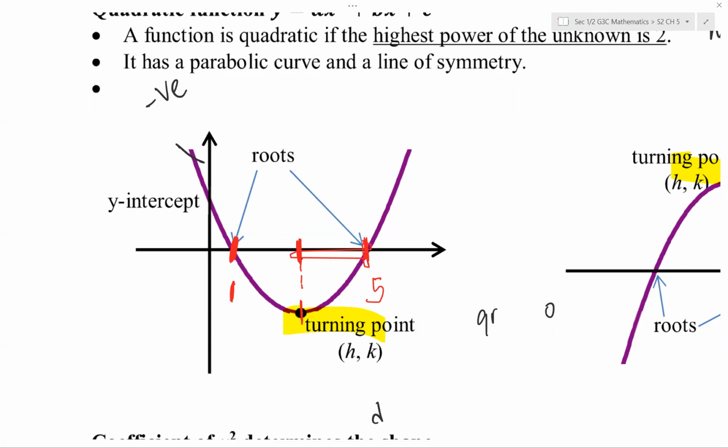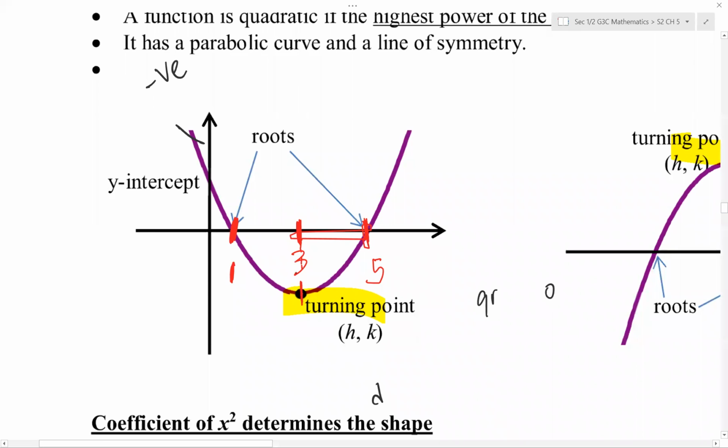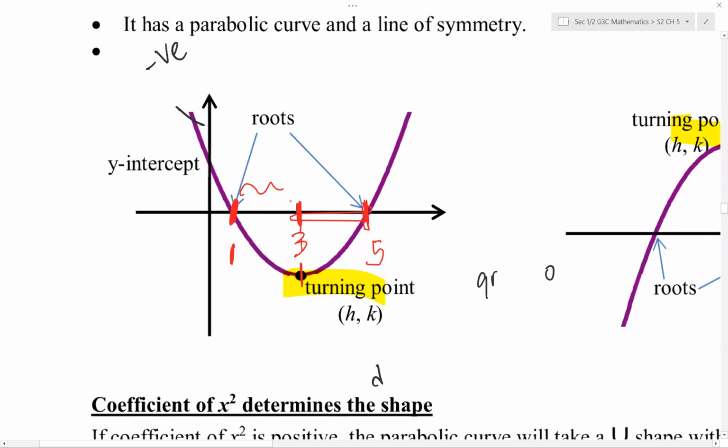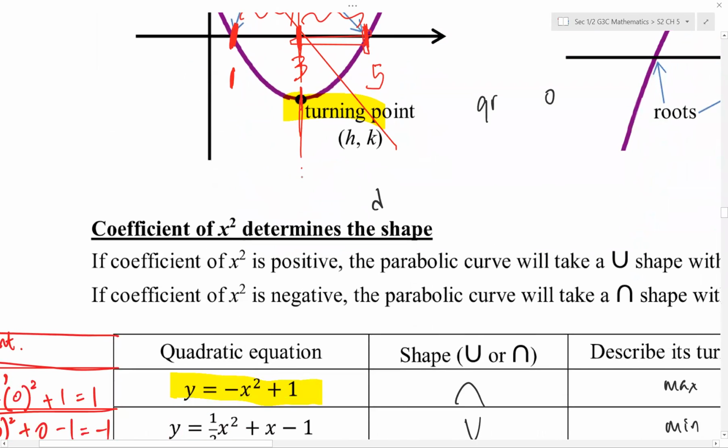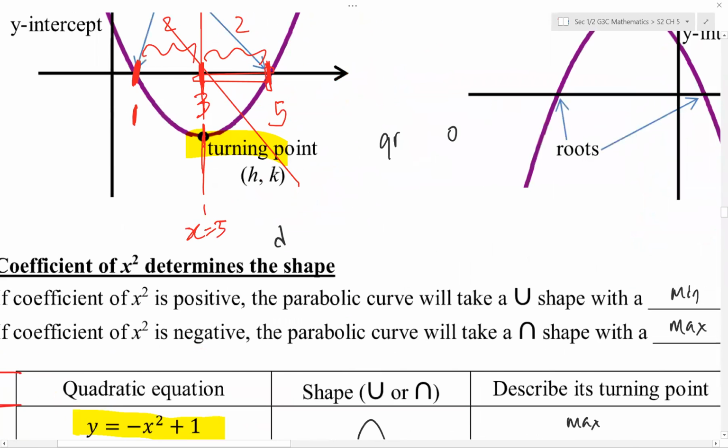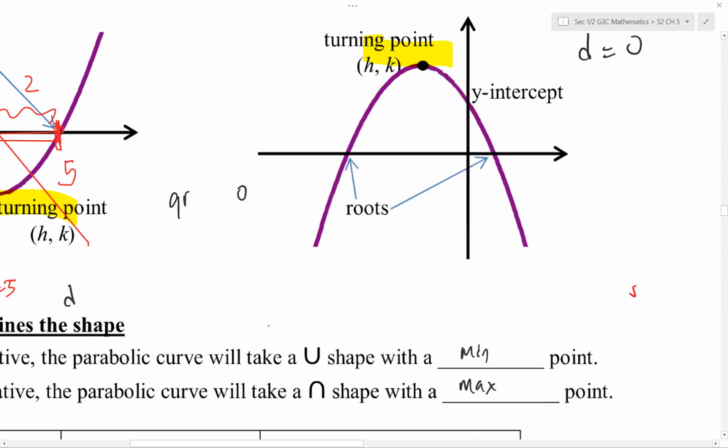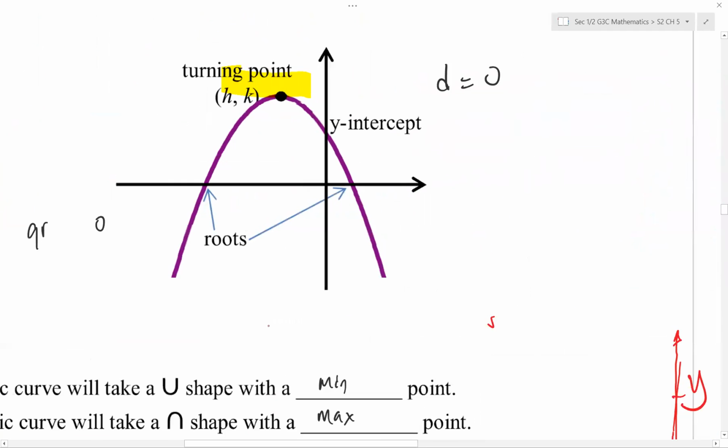Add and divide, right? So 1 plus 5 is 6. 6 divided by 2 is 3. So this has a value of 3. Let's check. We've got 2 units here, and we've got 2 units over here. So this line of symmetry, in this particular case, will be x equals 3. The way we find the middle, the line of symmetry, whether it is positive numbers, negative numbers, I don't care.